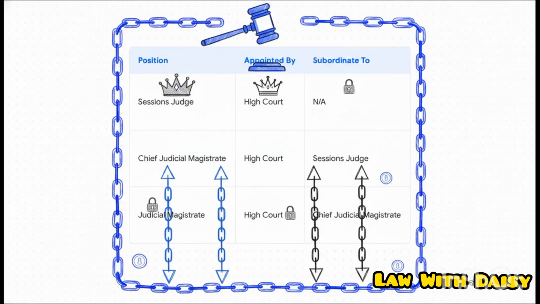So let's just step back and look at the pattern here. Take a look at that appointed by column. What do you see? High Court, High Court, High Court. That's not an accident. It creates this clear, unbroken chain of judicial authority, making it accountable to itself and totally independent of direct government control.